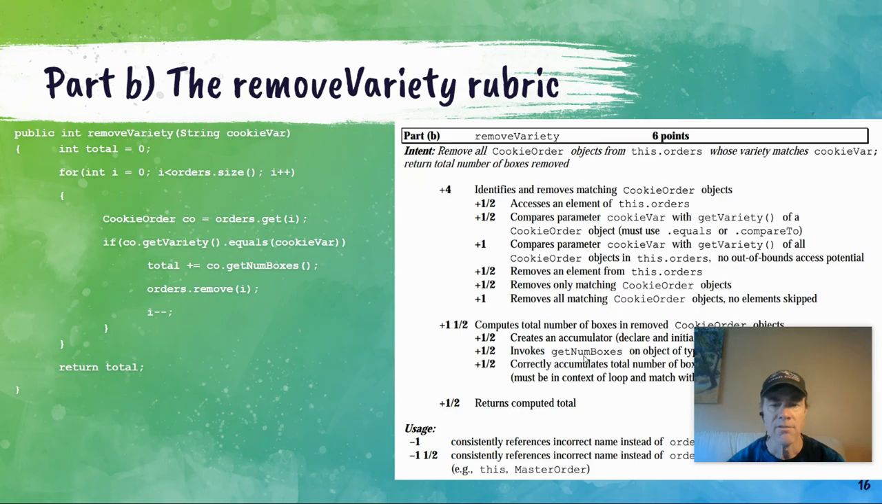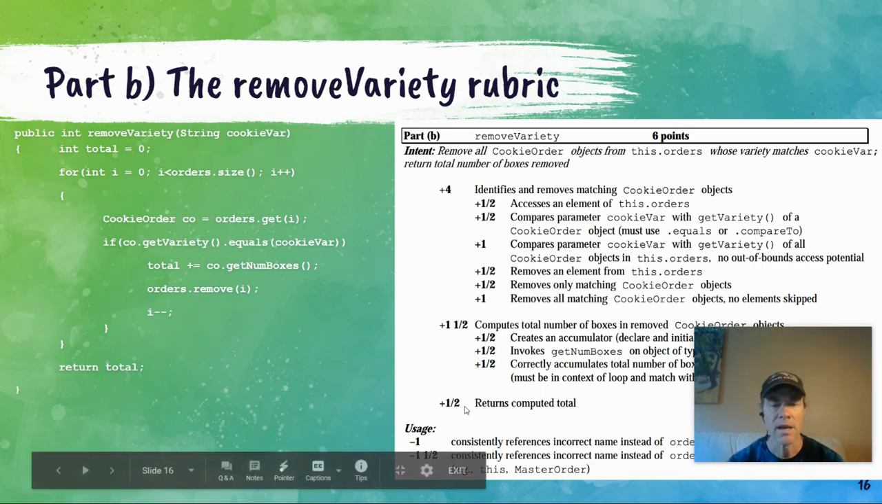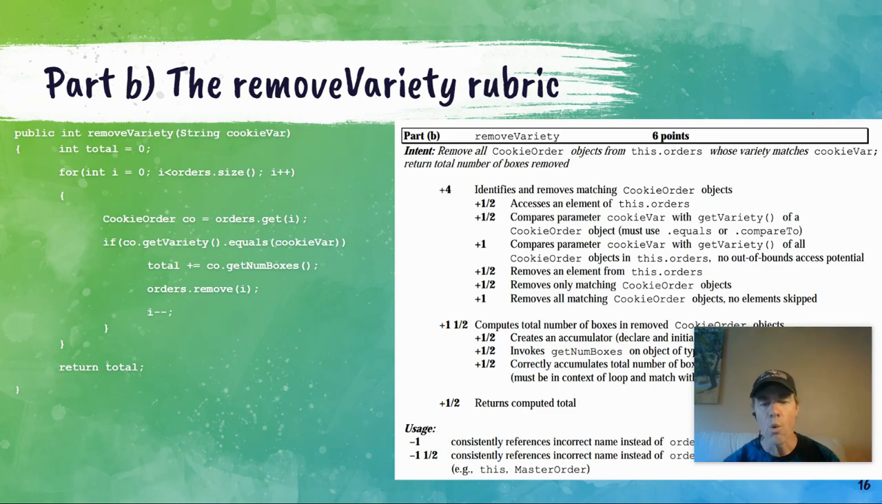A couple things to note on this particular one. You're going to lose a point if you do not refer to orders. If it's the same type and you created your own array list and referred to that array list, you would lose 1 point. What's a little weird is that the name of this class is called master orders. The instance variable, the array list, is called orders. So you've got master orders as the class name and then orders as the array list. If you were to call it master orders all the way through, they're going to ding you 1.5 points.